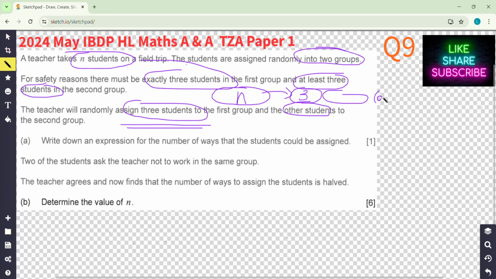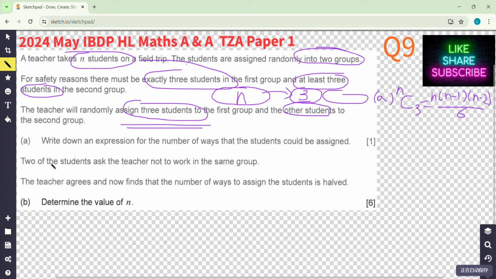So for part A, it is nC3. You need to write it out explicitly. So it's n(n minus 1)(n minus 2) over 3 factorial. 3 factorial is 6, okay.